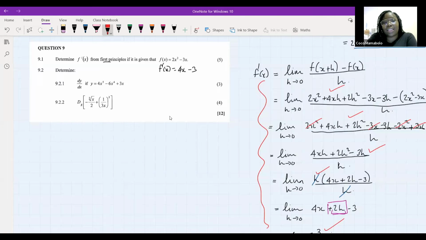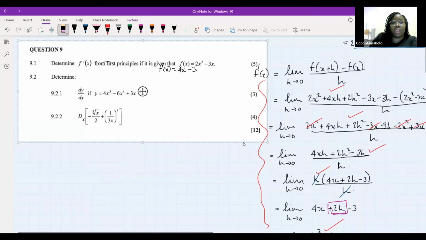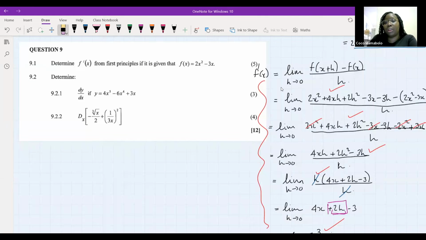Yes, Sihle is asking in 9.2.1, is that 4x to the power of 5? Yes, it is. Let me zoom in a little bit, let me make it just a little bit bigger so we can all see the values that we're looking for there. All right. Okay, I hope that helped.